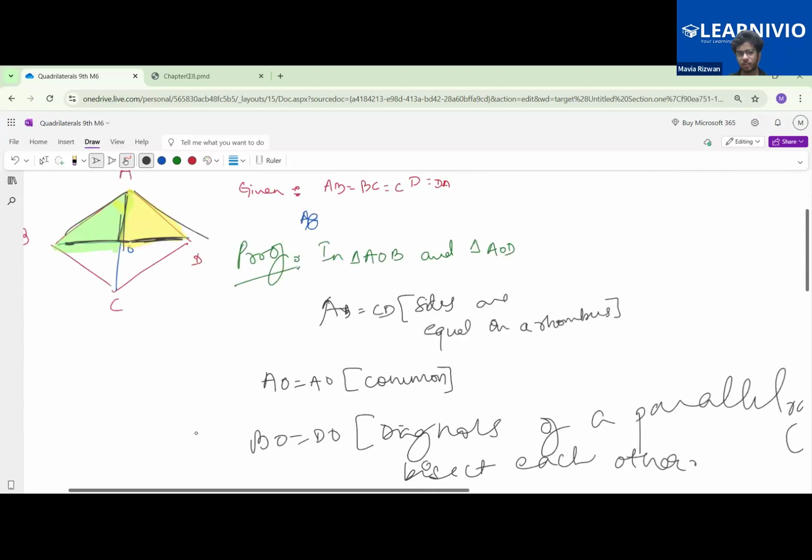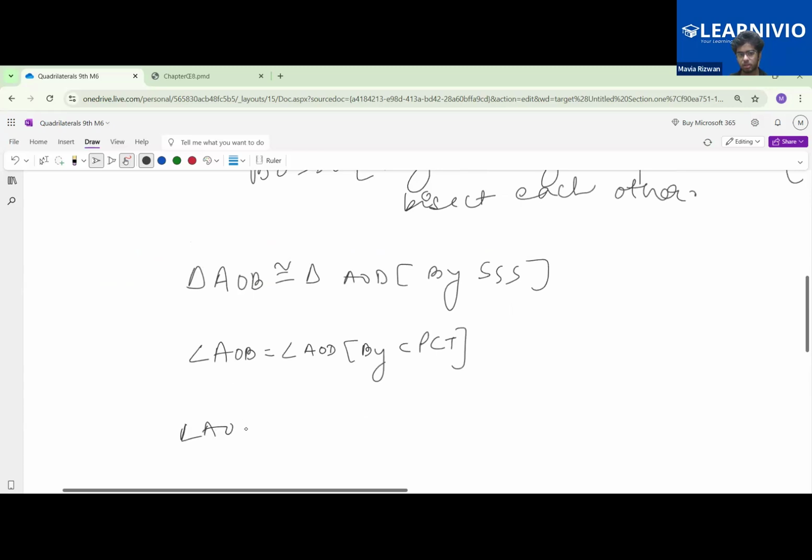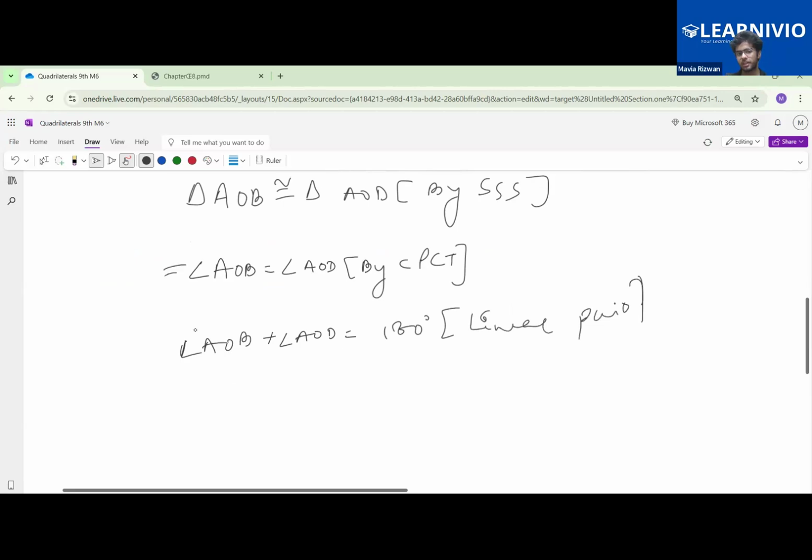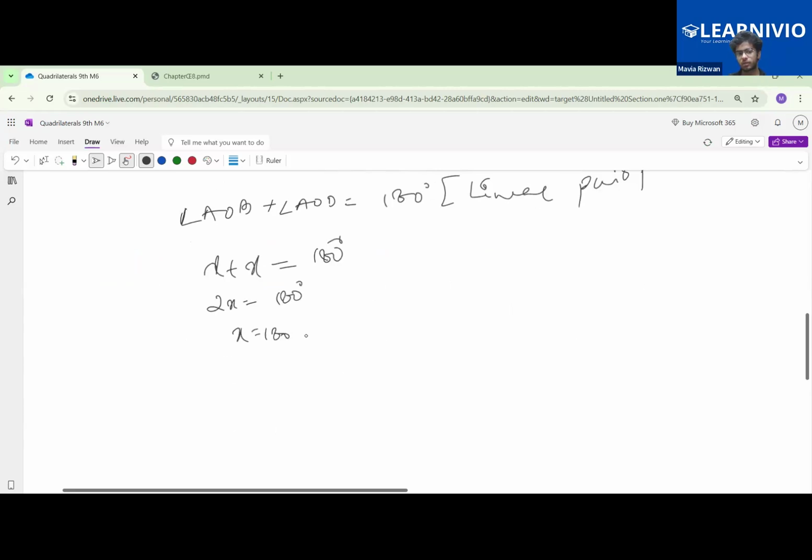Now I can see angle AOB plus angle AOD would be 180 because of linear pair. So angle AOB plus angle AOD is equal to 180. The reason is linear pair. I know that AOB is equal to AOD, so let them both be equal to X. X plus X is equal to 180. 2X is equal to 180. X is equal to 180 by 2, that is equal to 90 degrees. So X is coming as 90 degrees.